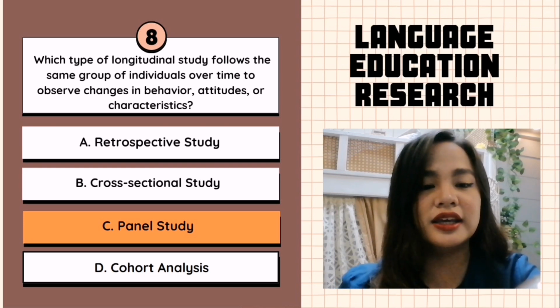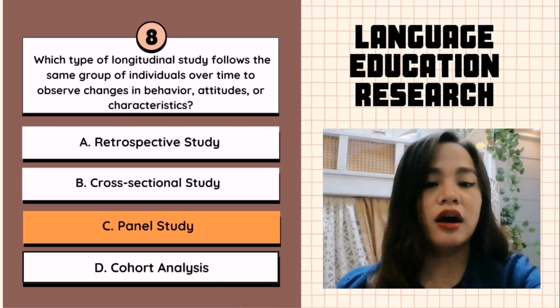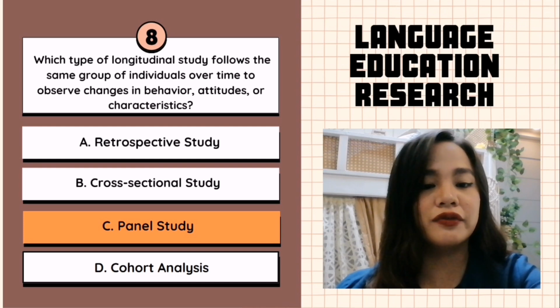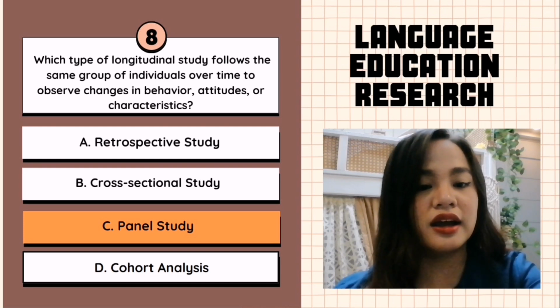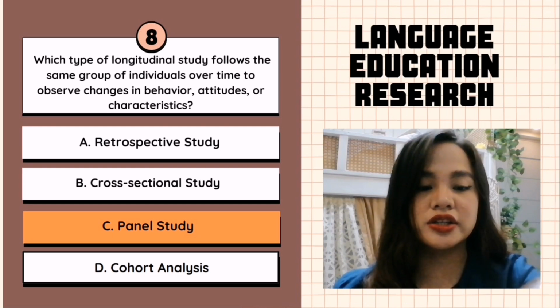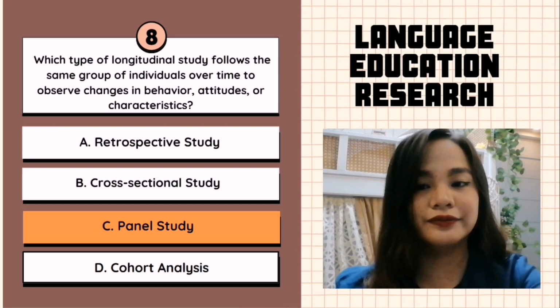Letter D is also wrong, cohort analysis, because this involves studying a group of people who share a common characteristic over time. However, unlike the panel study, cohort members can change and data may be collected from different individuals within the same cohort, not necessarily the exact same people. It is still longitudinal but does not focus on individual-level changes as panel studies do.